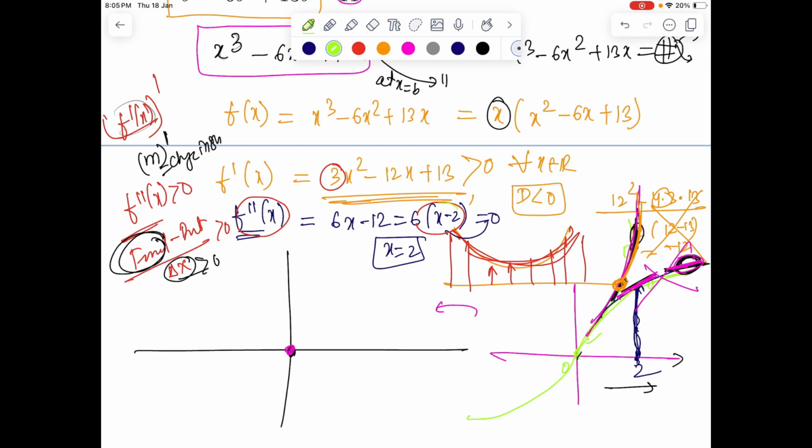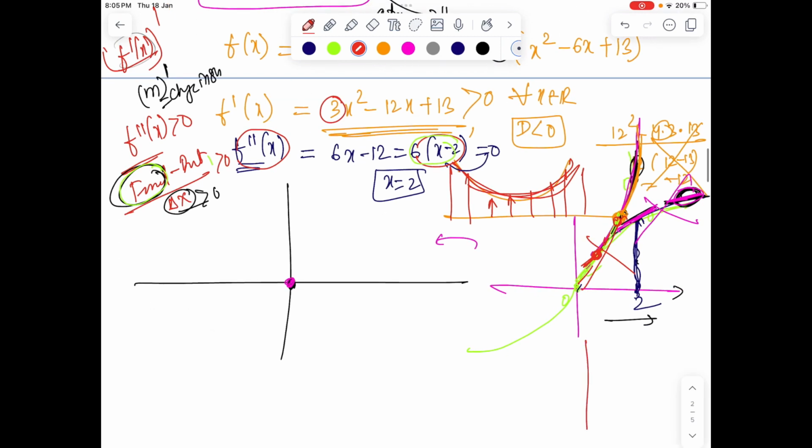After 2, now what will be the nature of the graph before 2? Again, you see for x less than 2, f double dash x will be negative. It means final must be lesser than initial. It means it can't go like this. Why? Because before 2, if I take any point, f double dash x must be negative. Negative means as you move ahead, the slope should decrease. So this will be the wrong graph.